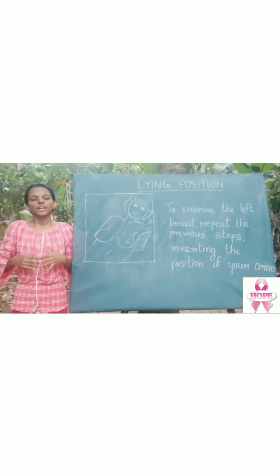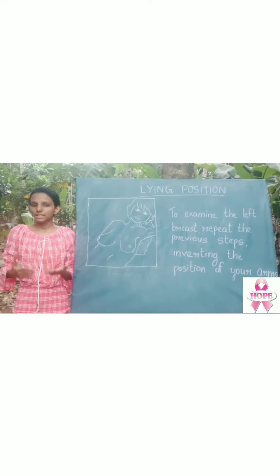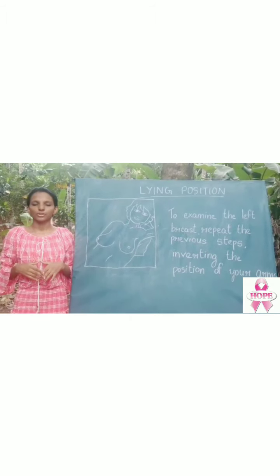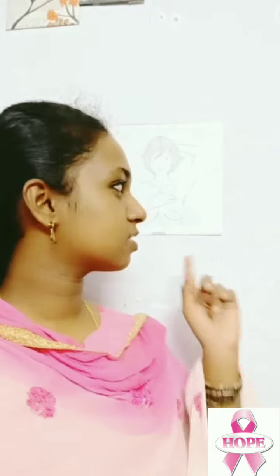Lying position. To examine the left breast, repeat the previous steps, inverting the position of your arm. Take advantage of your time in the shower to check your breast and armpits. Soapy water makes it easier to find lumps and other anomalies.